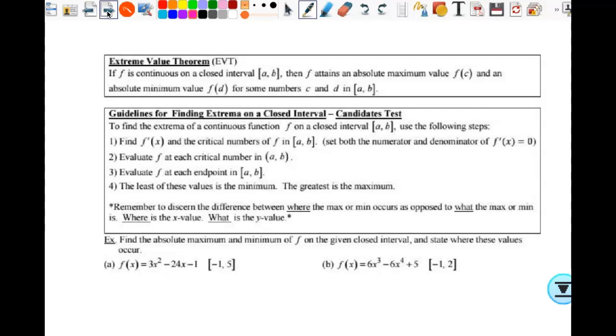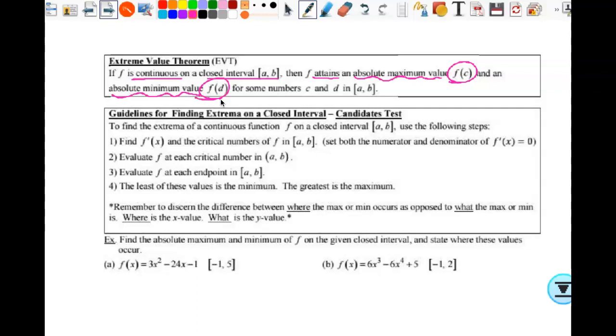All right, so extreme value theorem. We had IVT and MVT, now we have EVT. Extreme value theorem says that if f is continuous on a closed interval, which all the VT ones have had to be, then f attains, fancy way to say it, an absolute maximum value f of c and an absolute minimum value f of d, for some numbers c and d on that interval. So if it's continuous, we have to have an absolute max and min, either on the endpoints or some other point in that function.